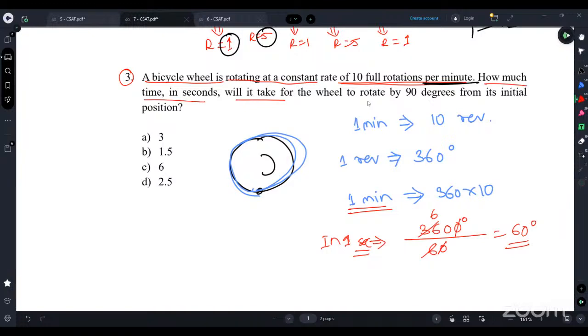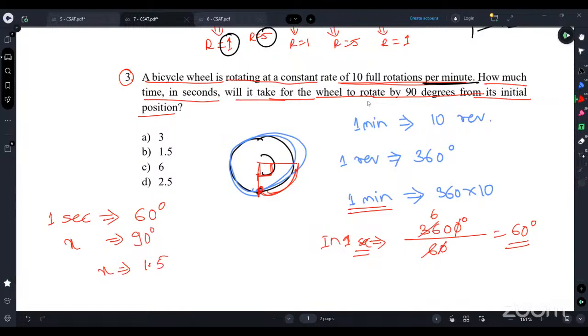How much time in seconds will it take for a wheel to rotate by 90 degrees from the initial position? We know that in 1 second it is covering 60 degrees of angle. So if I want to cover 90 degrees, it will start from this position and move to this position. Now this angle is 90 degrees. So to cover a 90 degree angle, how many seconds will it take? It will take 1.5 seconds, right? If you take a cross multiplication, it will be 1.5 seconds. So option B will be the correct answer.